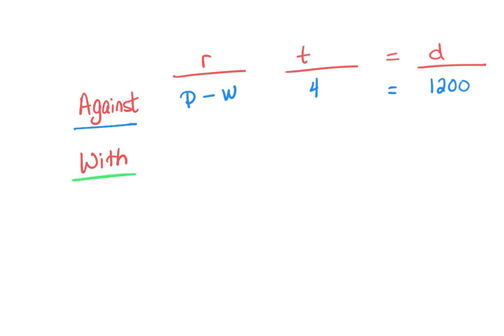Then we have with the wind. When I'm going with the wind, it is helping me. So my rate is going to be the rate of the plane added to the rate of the wind. In this situation, they tell me how long I traveled, 2 hours. It tells me how far I traveled, 500.